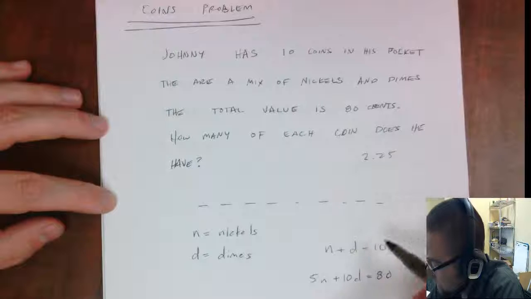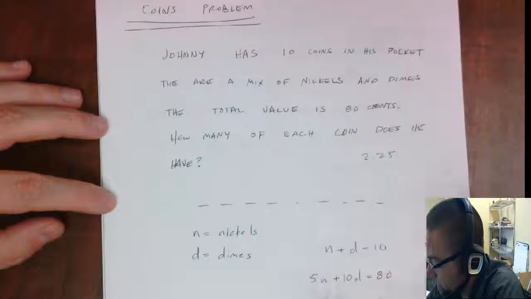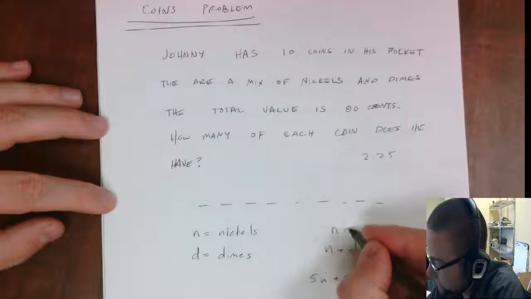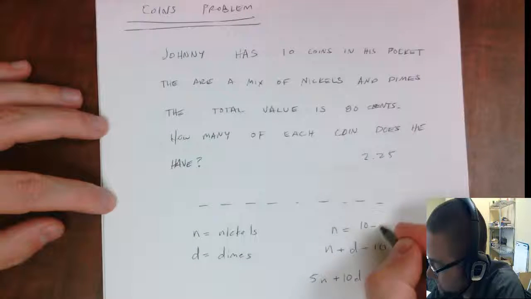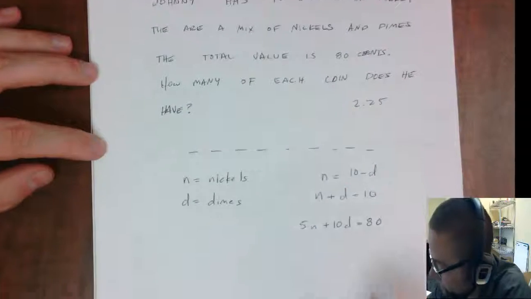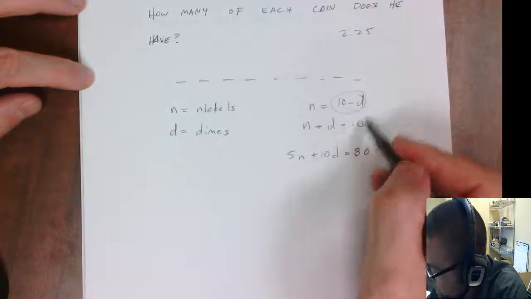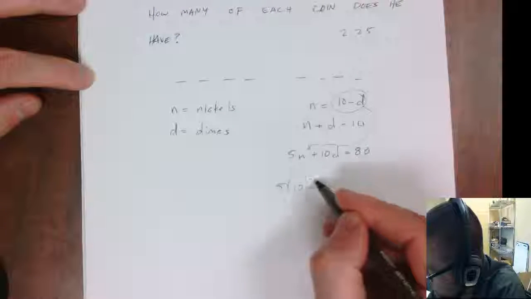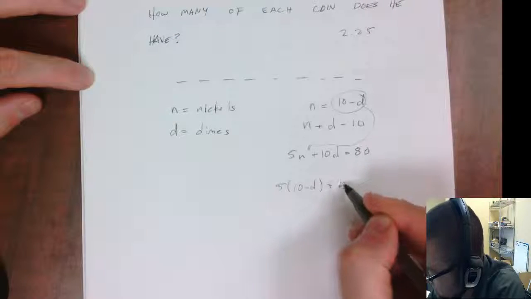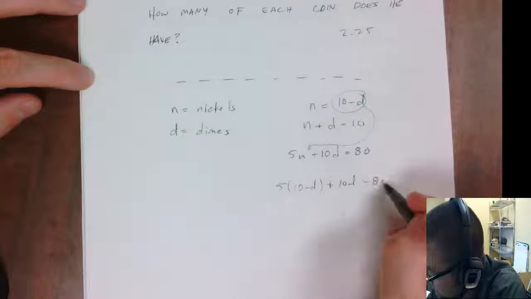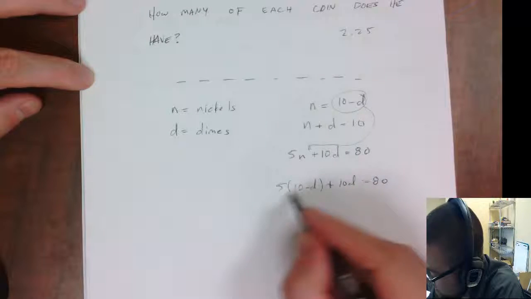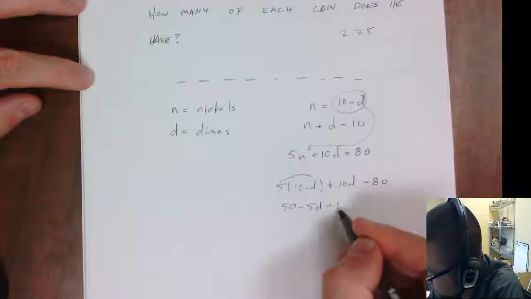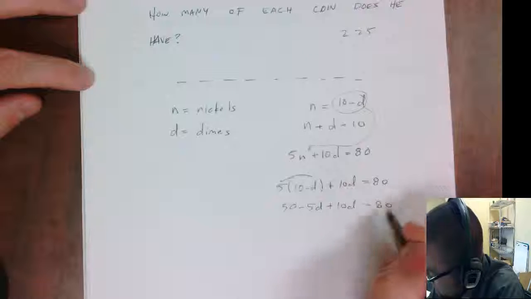Okay, so I could solve this by elimination or substitution. How about substitution? I'm going to subtract d from both sides to solve for one of the variables, so n is equal to 10 minus d. Then I substitute this in for n in the other equation. So we get 5 times (10 minus d) plus 10d is equal to 80. Distributive property: 50 minus 5d plus 10d equals 80.